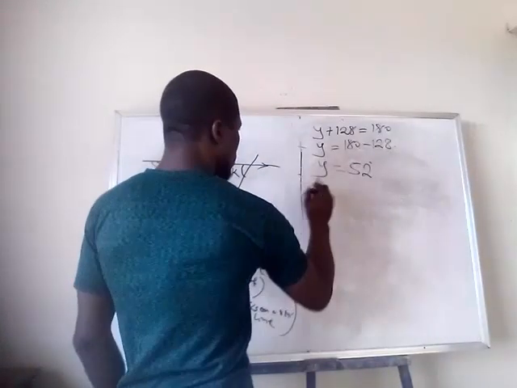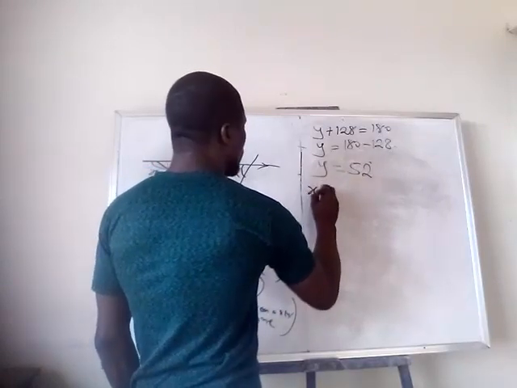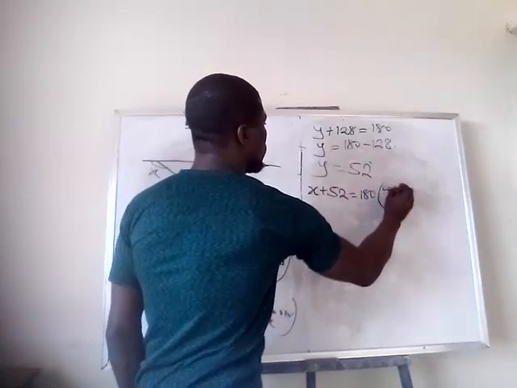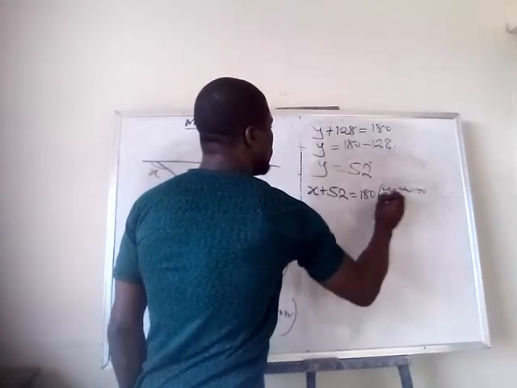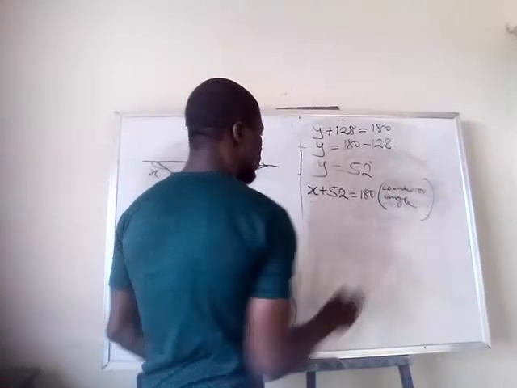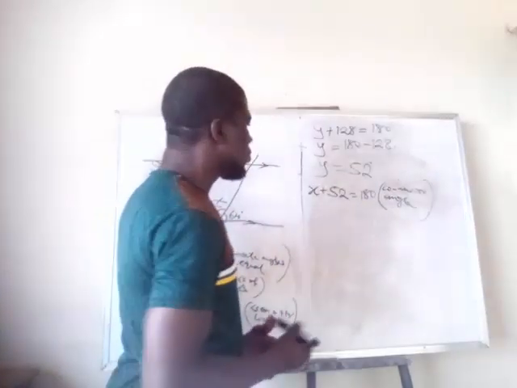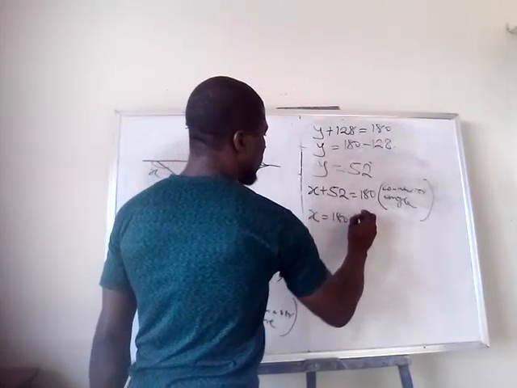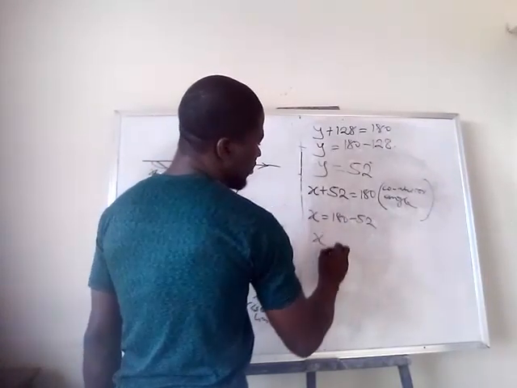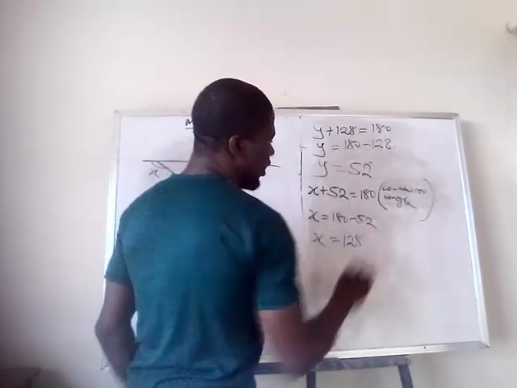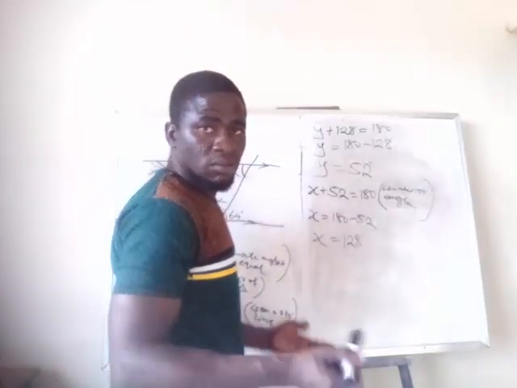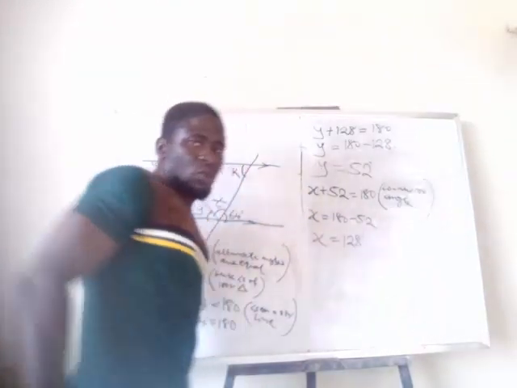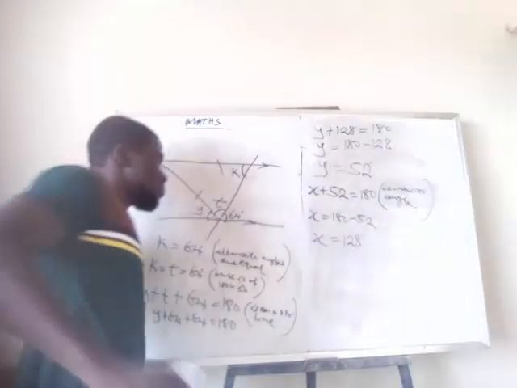So we have gotten our y. You have x plus 52 equal to 180. That is co-interior angle. So you collect like terms. When you collect like terms, you have x is equal to 180 minus 52. That means that our x is equal to 128 degree. That's all. We are done with this. We are done with the solving. So we'll go to the last part of the solving.